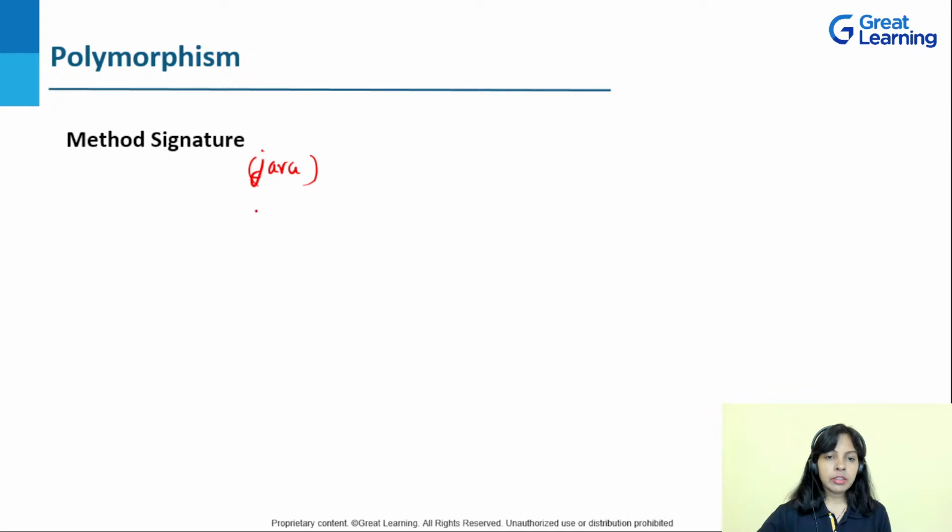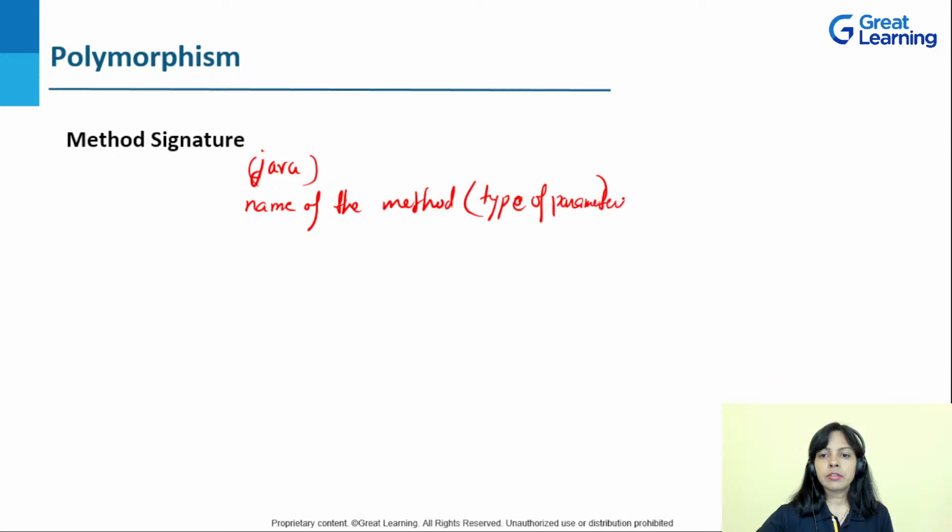In Java, the method signature refers to the name of the method and the type of parameters. These two together are called your method signature. I'll be using this term method signature in the next topic. So it means I'm referring to the name of the method and the type of parameters.